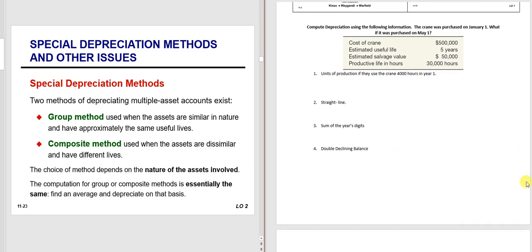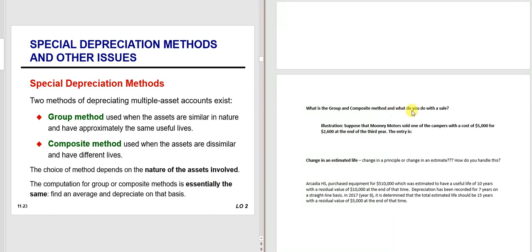The next thing we're going to talk about is group and composite. So the group method and the composite method are kind of used for the same type of thing. So let's assume that we bought desk and chair sets for every room at Quincy University. So the question is, do I want to set up every desk and chair set separately, or do I just want to mass them together in one big depreciation?